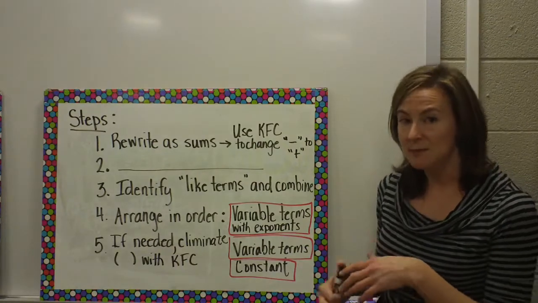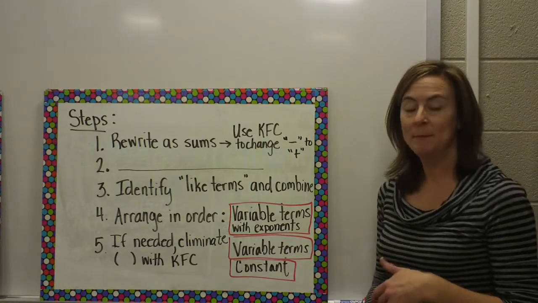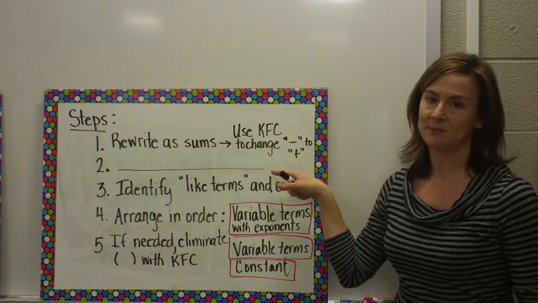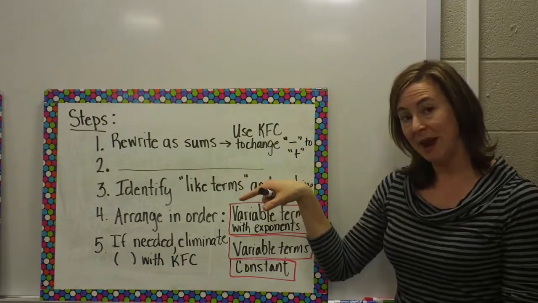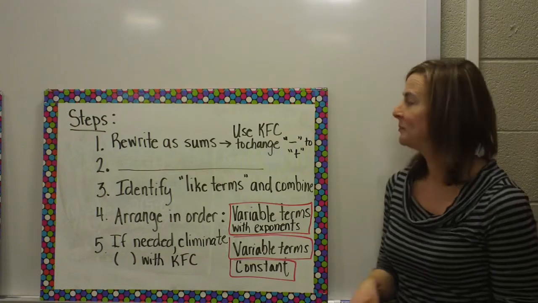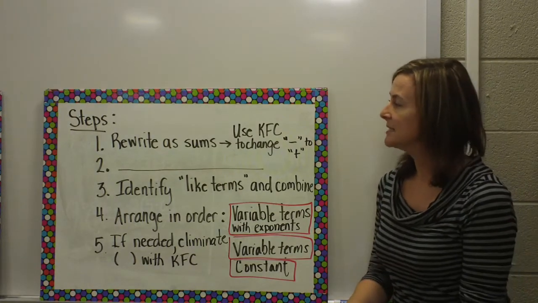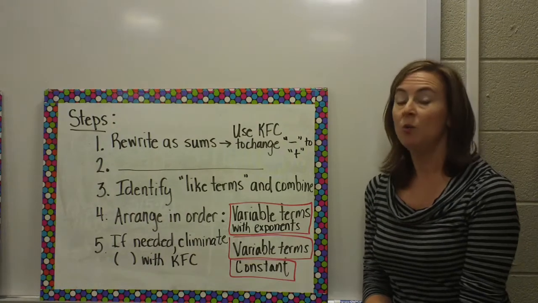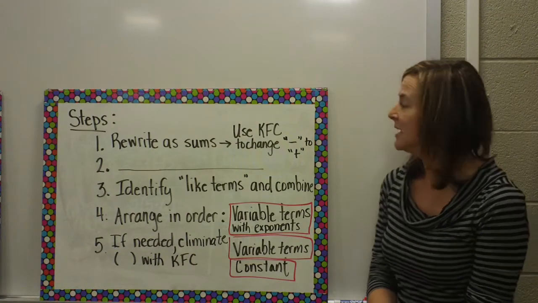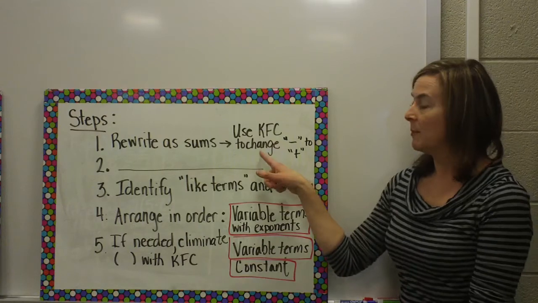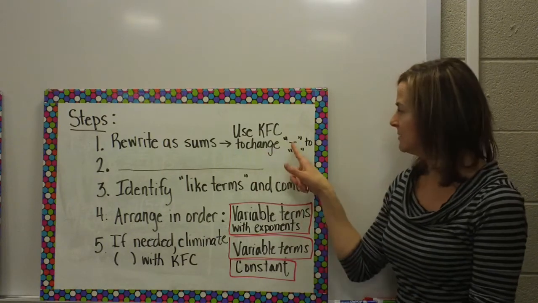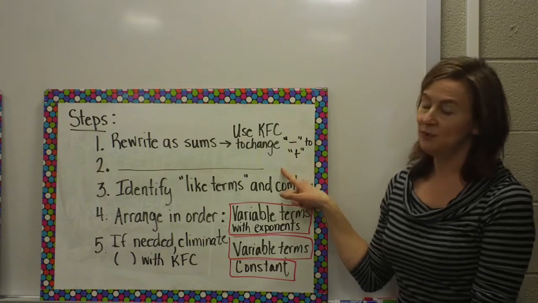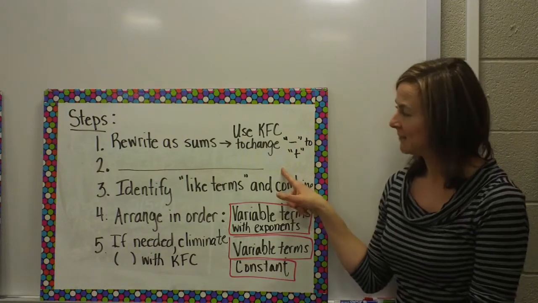There are 5 steps to simplifying expressions. Because we are in phase 1, you will notice one of the steps is missing. We're going to be adding that step later on. So to start, step 1 is to rewrite as sums. You want no subtraction signs in your expression. Remember to use KFC to change any subtraction to add the opposite. Step 2, we're going to add that later.